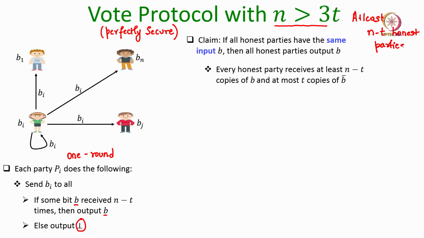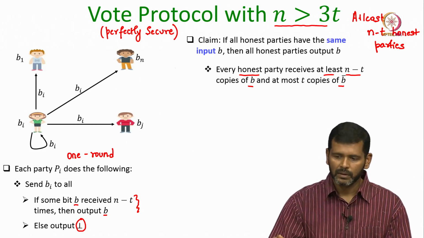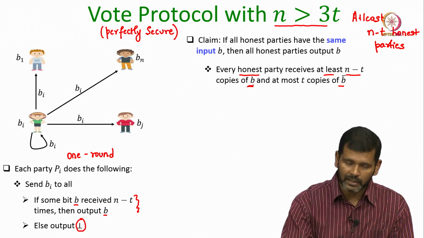That means at the end of the round, every honest party will receive at least n minus t copies of the bit b, and there could be at most t corrupt parties who can send b prime as their inputs. And what is the output decision rule? The rule is that if a bit is received from n minus t parties, output that bit, and that is why every party will output b and not b prime, and no honest party will output bot, because there is a bit b which is received at least n minus t times.